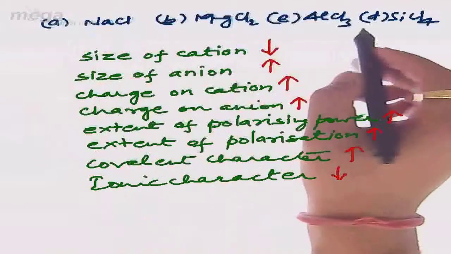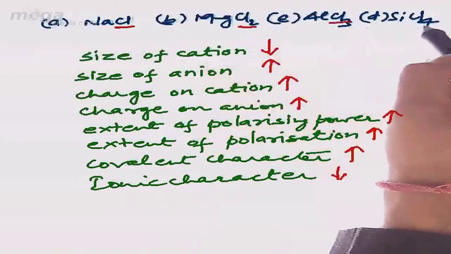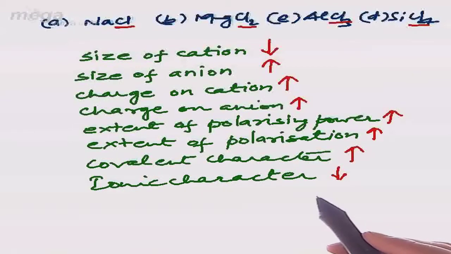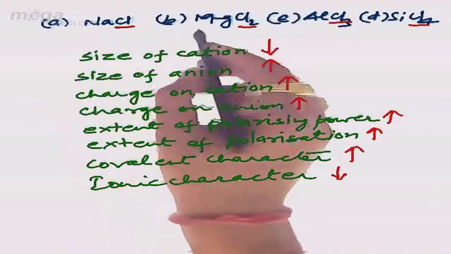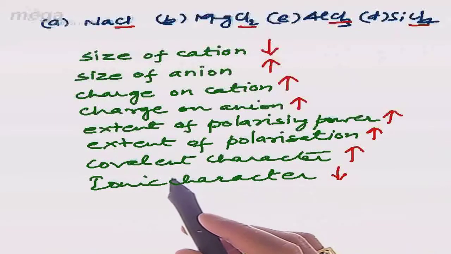Now in this question again we are finding, like in the previous question, that in all the four the anionic part is common, that is the chloride ion. Now the difference is only in the cationic part of the four compounds. Like in the first we have got sodium, in the second we have got magnesium, in the third we have got aluminium, and in the fourth we have got silicon.